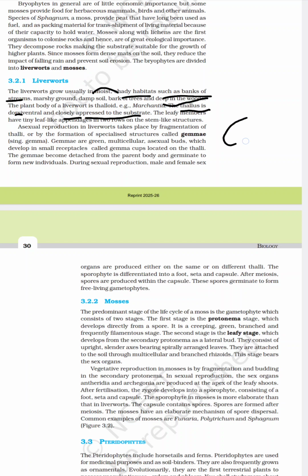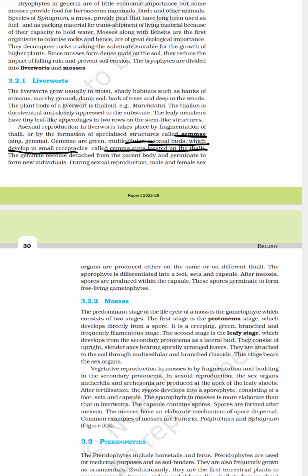gemmae. So you can see here the antheridium and the archegonium, and these are known as the gemma cups. And the root-like structures seen are known as the rhizoids. These are multicellular. Gemmae are green, multicellular, asexual buds which develop into small receptacles called gemma cups located on the thalli. These become detached from the parent body and germinate to give new individuals.